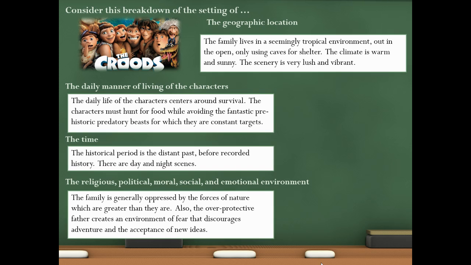So let's consider this breakdown of the setting of The Croods, which is an animated film from a few years back. So the geographic location: the family lives in a seemingly tropical environment out in the open, only using caves for shelter. The climate is warm and sunny. The scenery is very lush and vibrant. What about the daily manner of living of the characters? Well, the daily life of the characters centers around survival. The characters must hunt for food while avoiding the fantastic prehistoric predatory beasts for which they are constant targets.